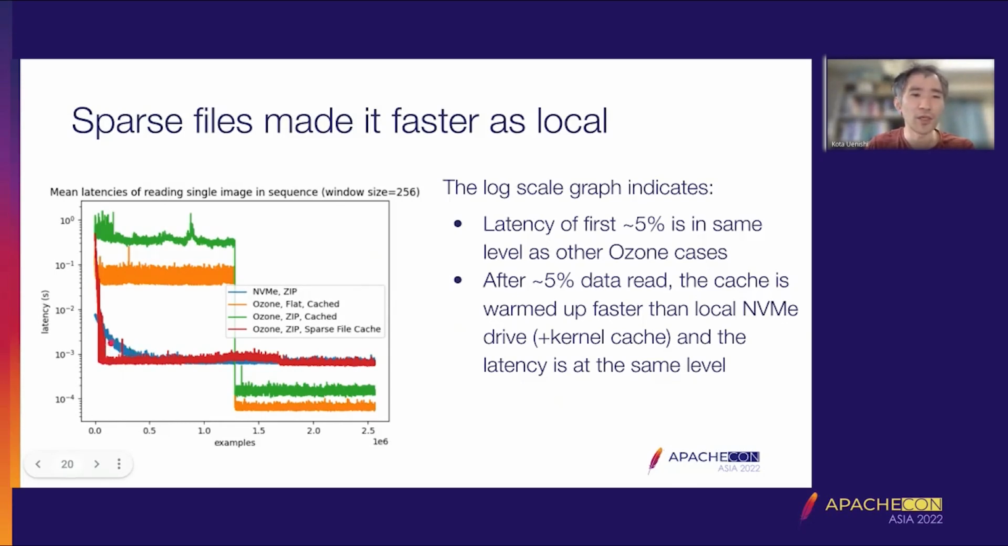This is possibly because the buffer size is different, because I used 16 megabytes, but the local file system adopts a 4 kilobyte page size. Then the cache will be warmed up only in 4 kilobyte units. After reading the first set and the cache warmed up, the level of latency for the sparse file cache is almost the same as the NVMe local file cache.